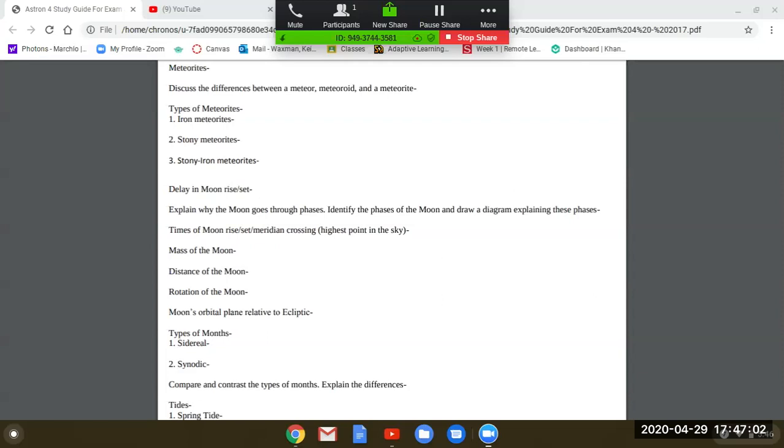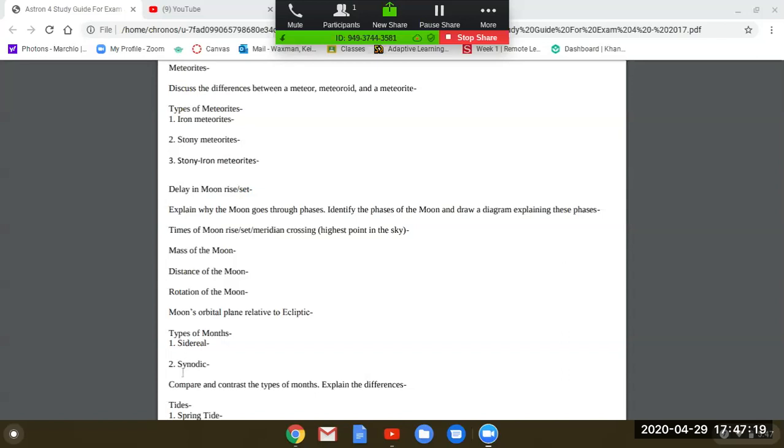So that's a good number to know. That's why we don't have eclipses every month. Types of months. We talked about a sidereal and a synodic month. The sidereal month is the period of time it takes the moon to orbit Earth with respect to the stars. And that's about 27 days, 7 hours.